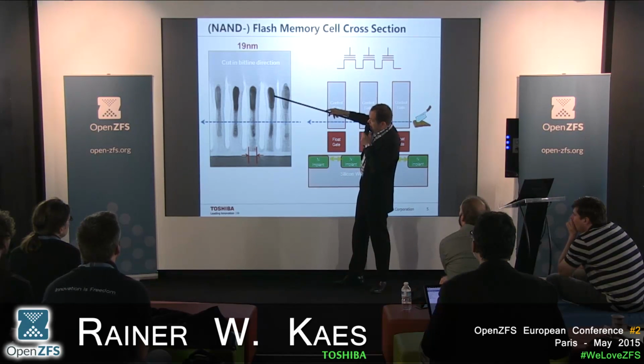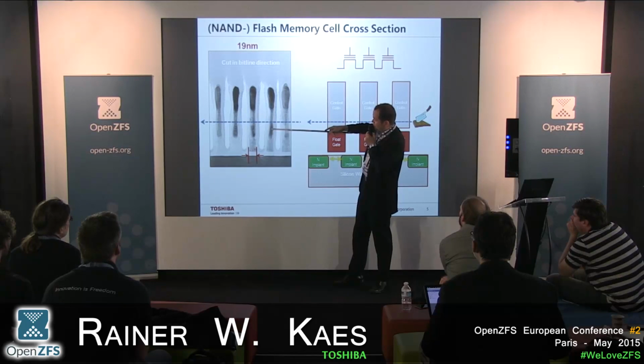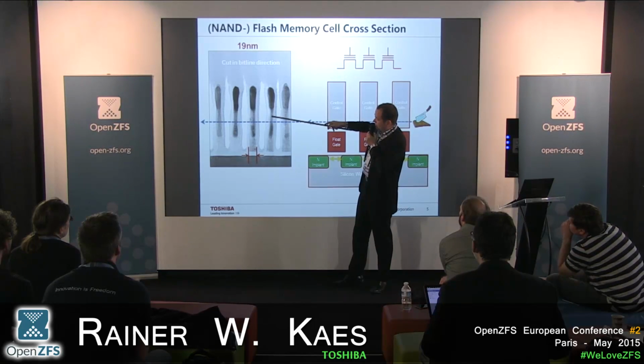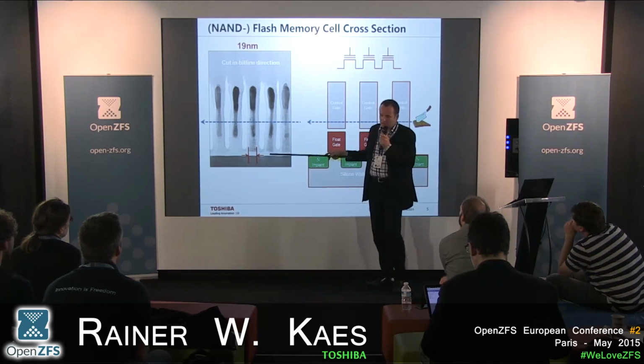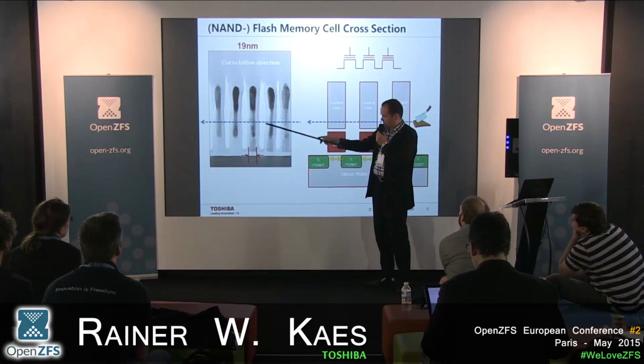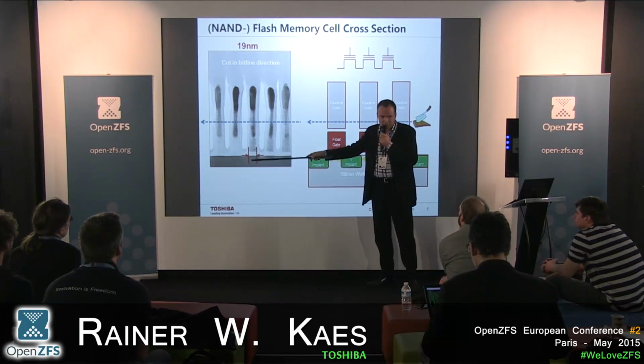So here you can see again the control gate. This is the floating gate. It's isolated with silicon dioxide, kind of glass layers, up and down, and with air gaps to the left and right. And the small thing here is the readout transistor.